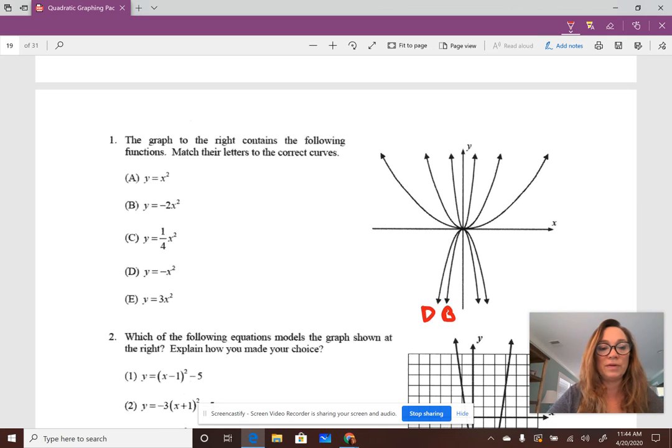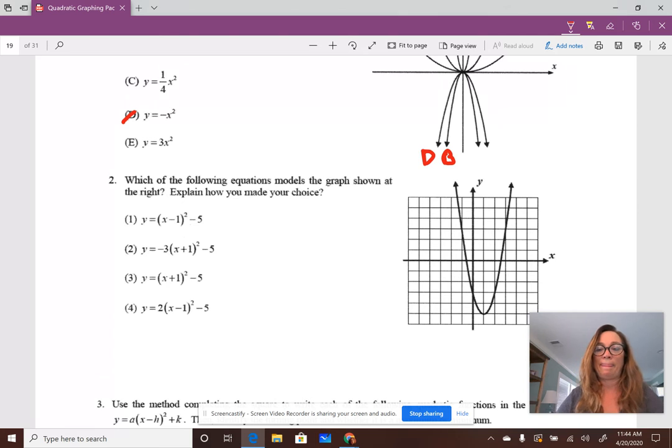Okay. So now I did B and D. So now I'm comparing the 1/4, which would be the widest. And then I'm comparing the 1, which would be the next. And then I'm comparing the E, which is the 3, which makes it the narrowest.